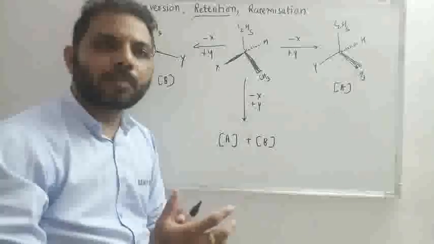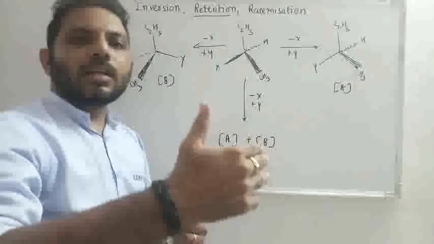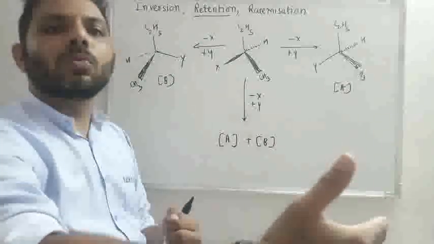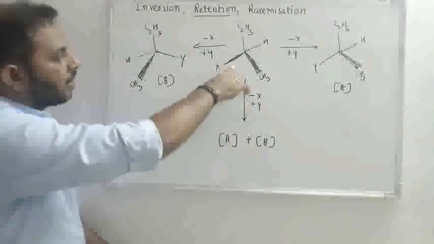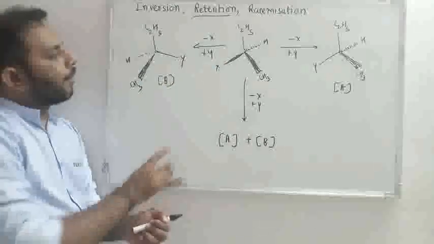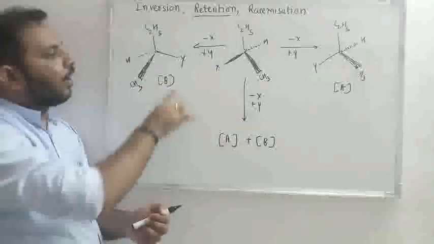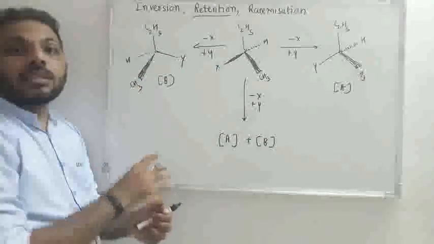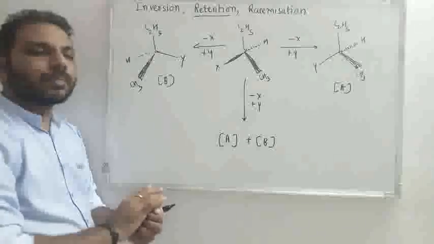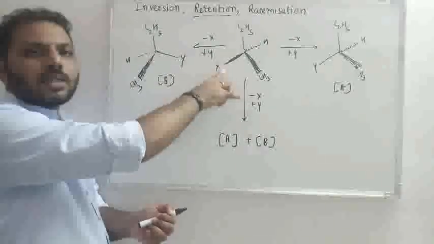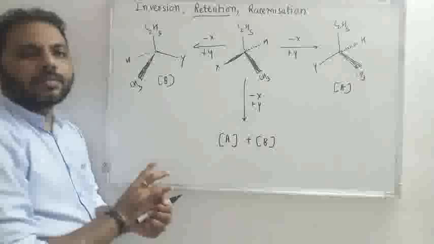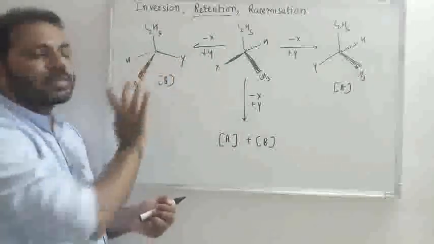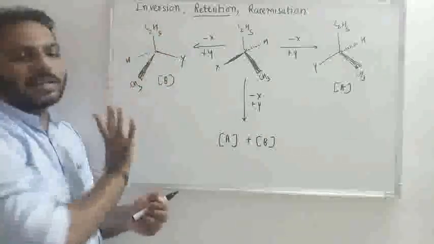Inversion means an atom is substituting another atom, but the position is opposite to the previous atom. So x is there, but after the substitution reaction, y is positioned opposite to x. So there is inversion of position. The position of x is opposite to the position of y, right? So if the opposite direction has come, we can say that inversion has taken place.